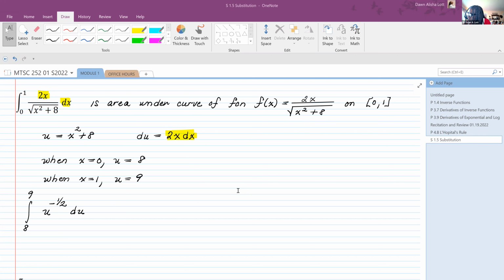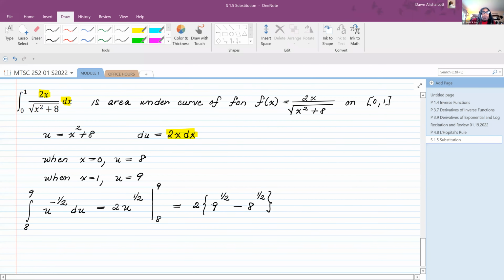All right. So now this becomes u to the 1/2 power, and I have to divide by 1/2, so I get a 2. And now I have to evaluate it. I'm using the fundamental theorem of calculus. I have to evaluate it from 8 to 9. So I can factor the 2 out. I have 9 to the 1/2 power minus 8 to the 1/2 power.